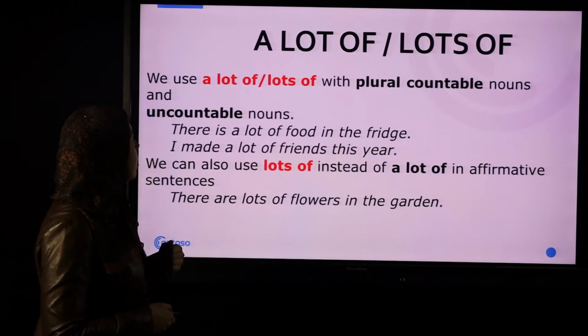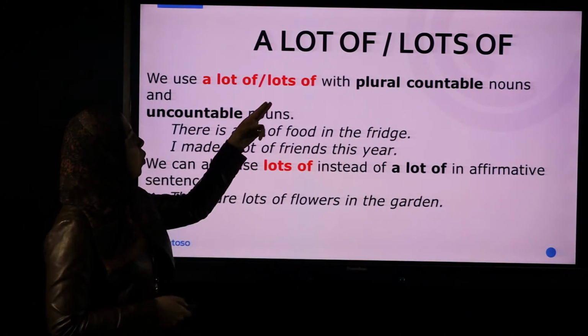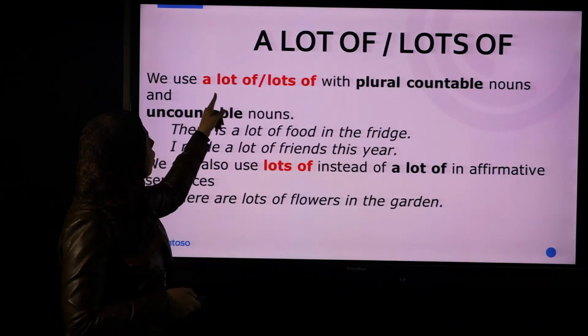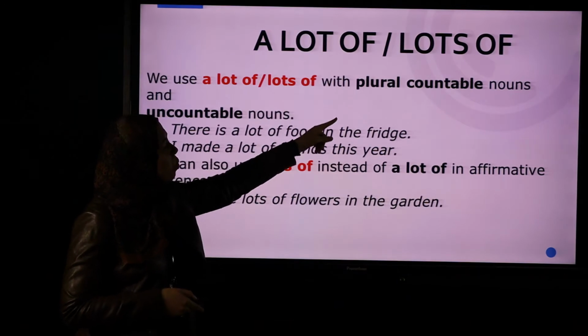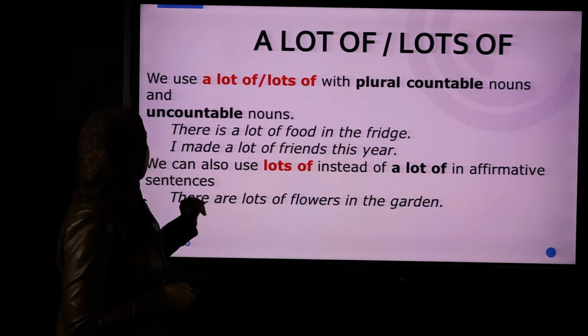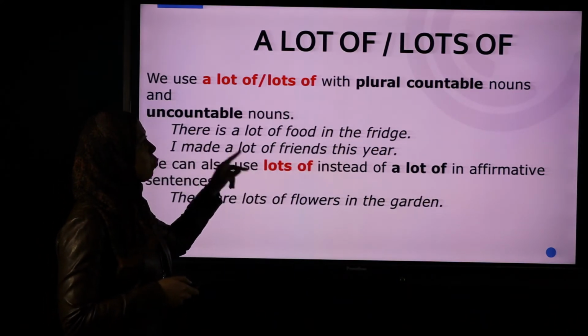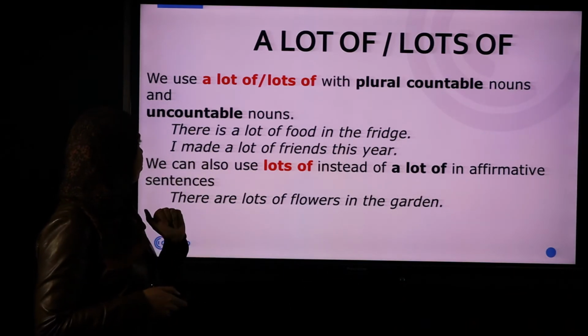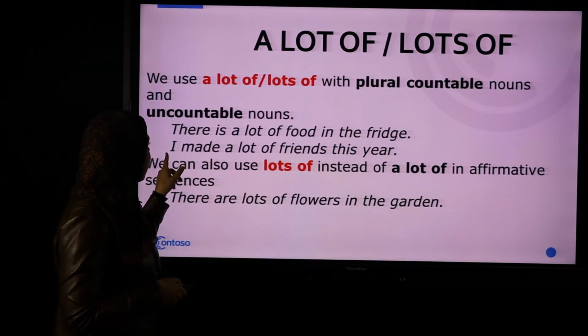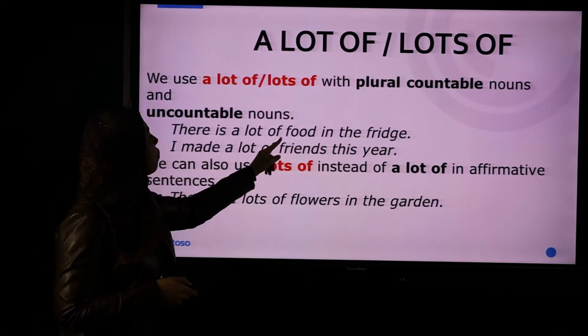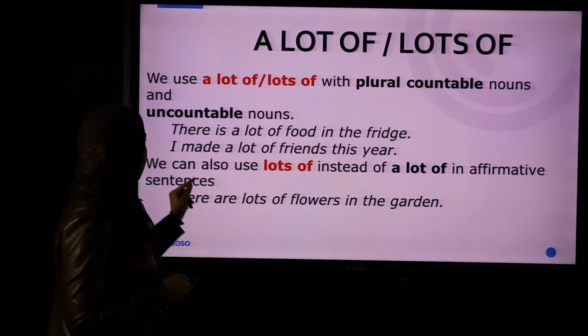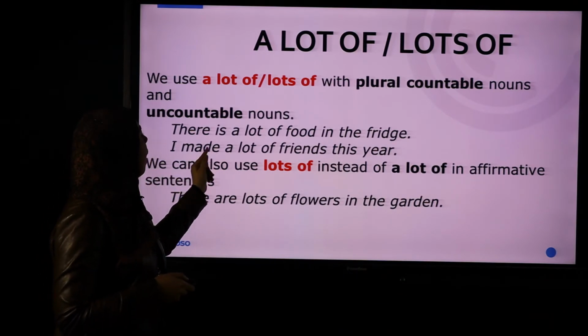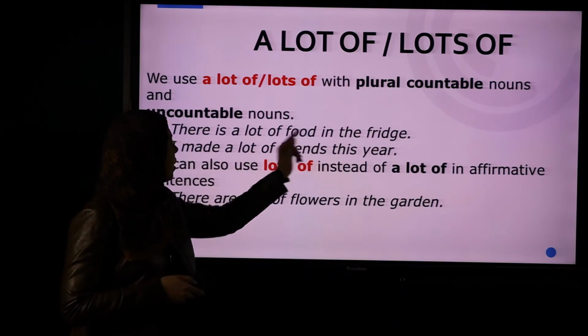Let's go to the other slide. A lot of or lots of. We use a lot of or lots of with plural countable nouns and uncountable nouns; we use it with both countable and uncountable. Like when we say, there is a lot of food in the fridge. I made a lot of friends this year.